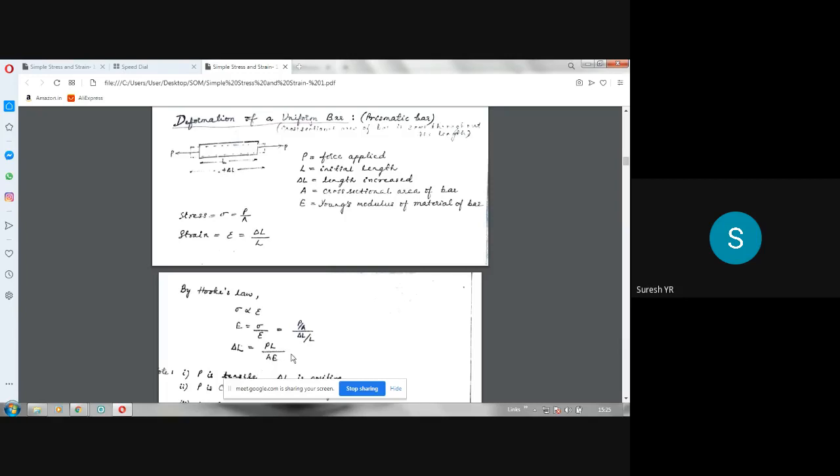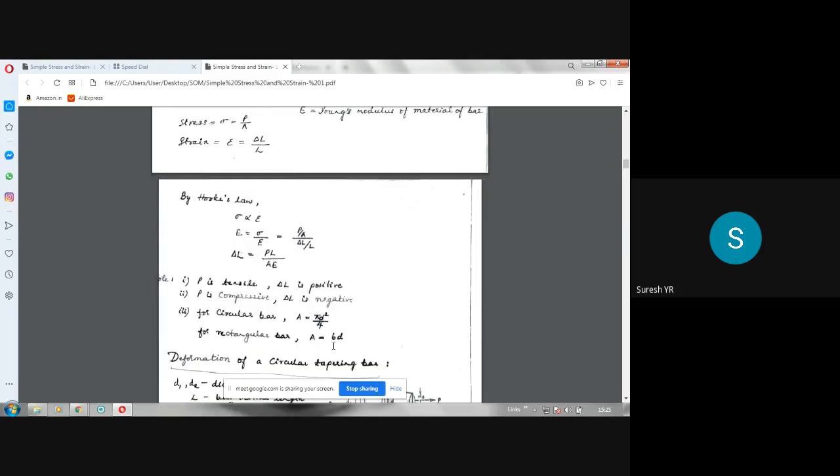For a prismatic bar of length L, area A, Young's modulus E, when it is subjected to a tensile or compressive force of P, its elongation or contraction is given by PL by AE. Please note that units are very, very important. You write down this. P will be in newton or kilonewton. L will be in meter or millimeter. A will be in millimeter square or meter square. E will be in Newton per meter square or Newton per mm square.